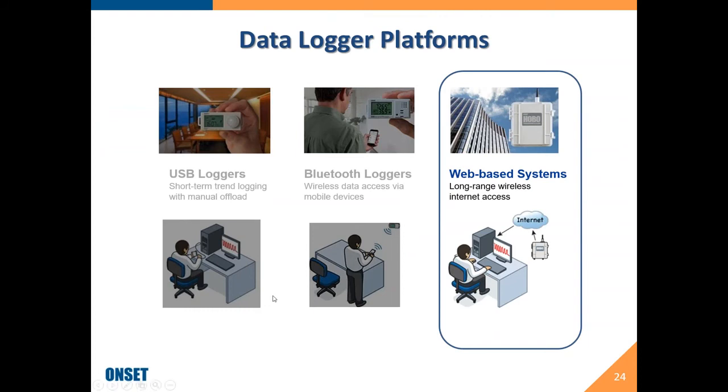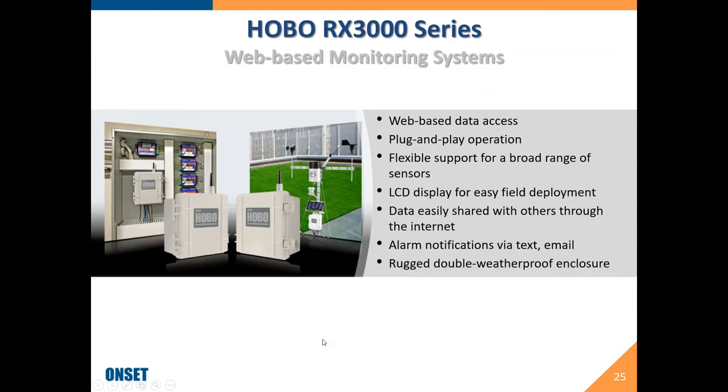Last platform we'll look at is the web-based systems. These are larger systems by nature, and they also use our HOBO Link interconnect system. The RX3000 system is a web-based system. It has plug-and-play operations. It will support, like I said, up to 15 data channels with our smart sensor inputs. It'll also support about 8 analog channels for additional sensors, third-party sensors and the like.